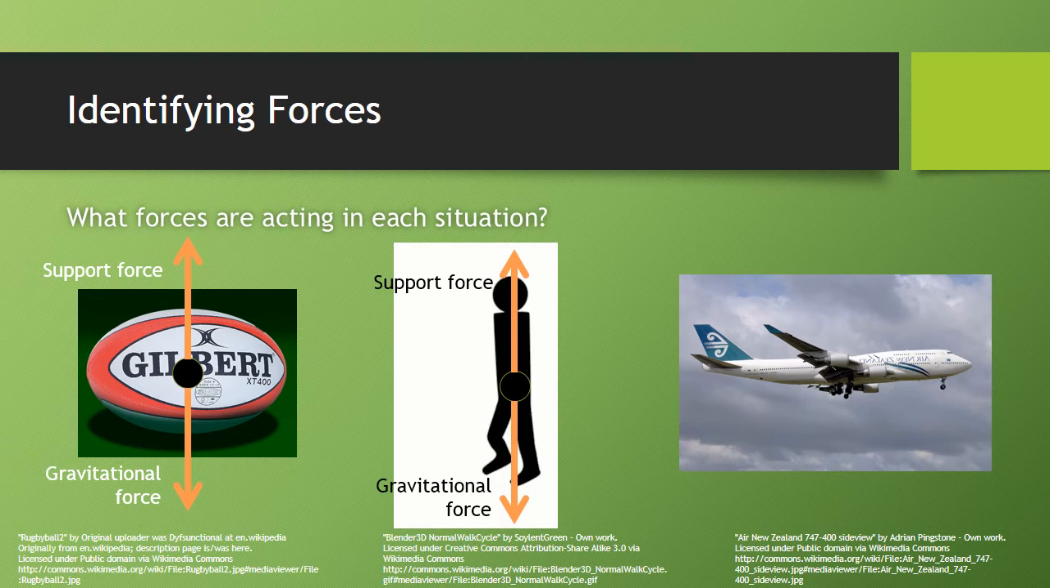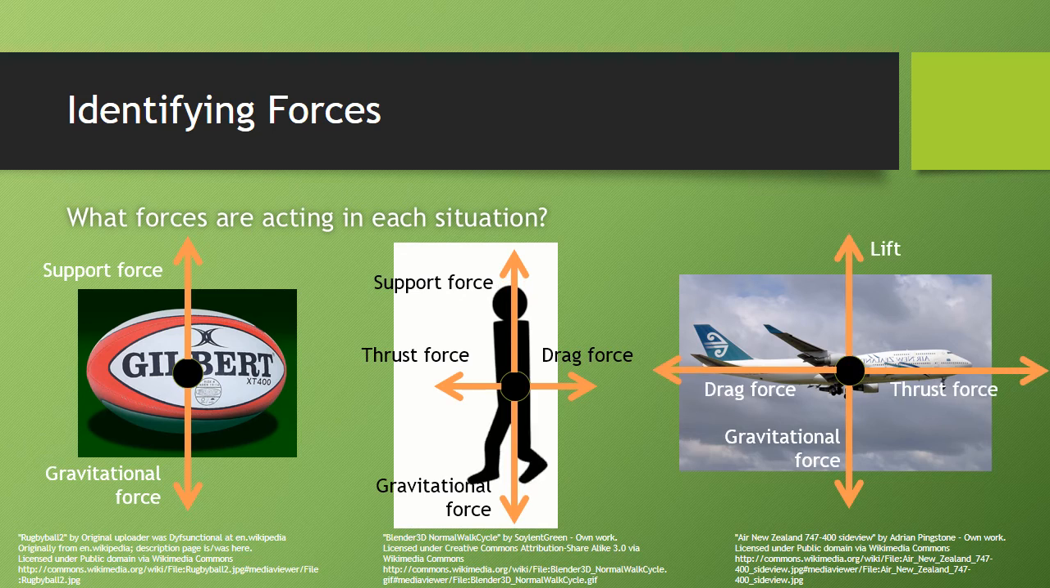Those two forces also act for the person, but there is a thrust force from his legs moving him forwards, which has got an equal drag force slowing him down. Those four forces also act on the plane, but of course in this case they're much bigger. And you can see here that I've called the support force a lift force because it's flying.